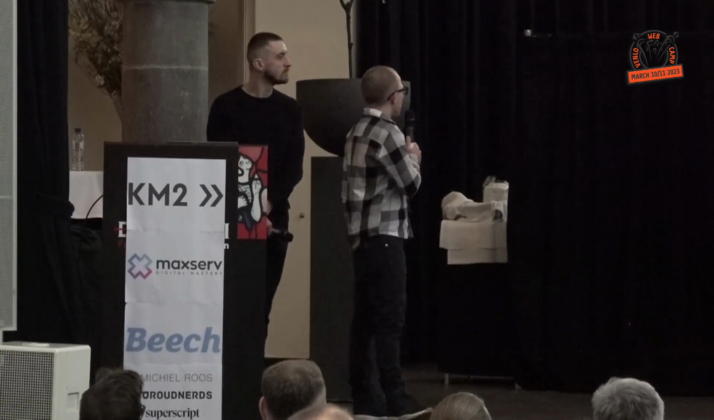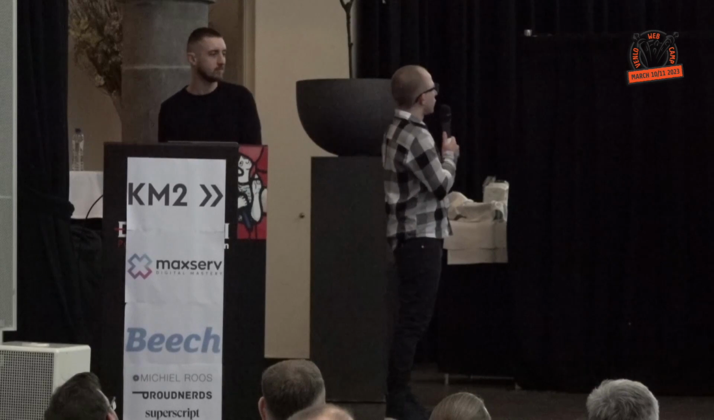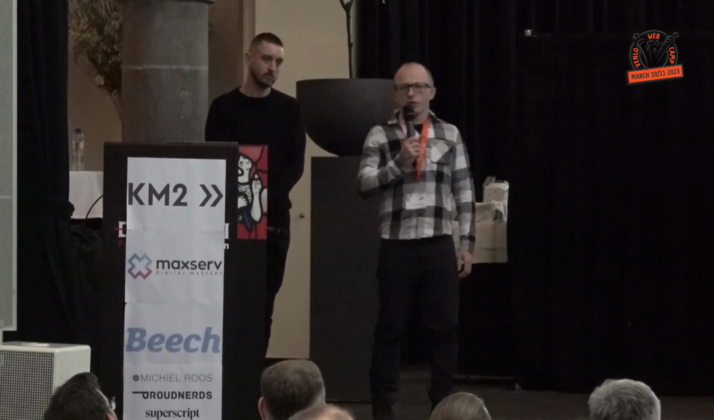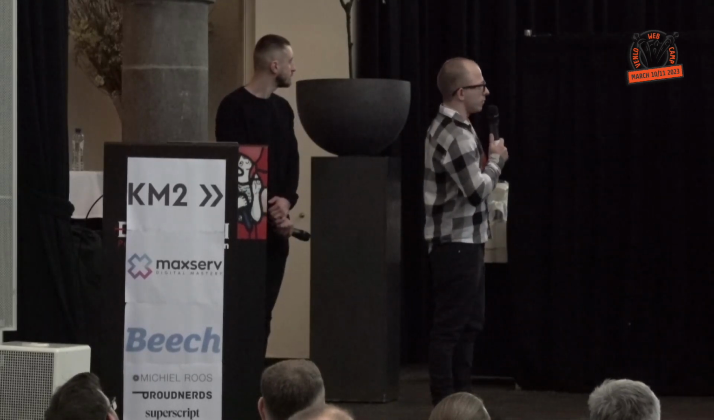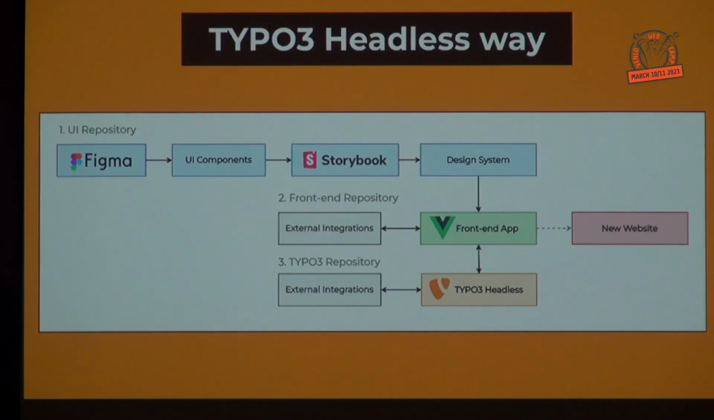Why? Let's see. We have a UI repository in the first place, and the responsibility of the UI repository is delivering the design system. And this design system includes UI components, which are mostly dumb components, which means that they are agnostic. They are not related to any backend. Their responsibility is the visual frontend aspect based on some data they get, but they are not aware of this data and how this data will be provided.